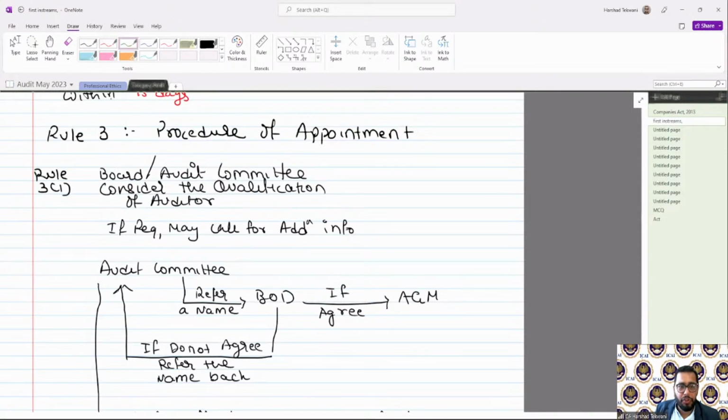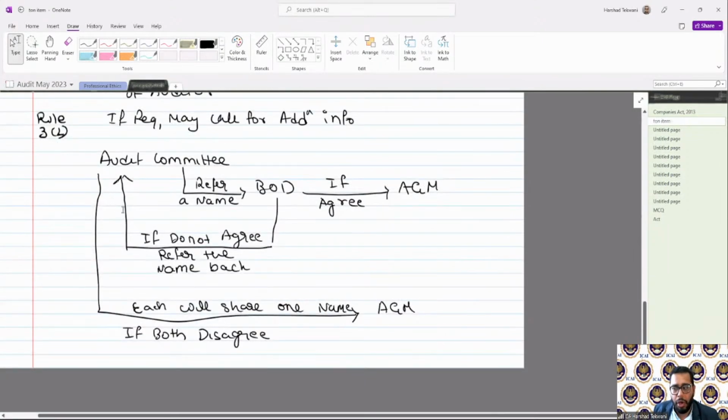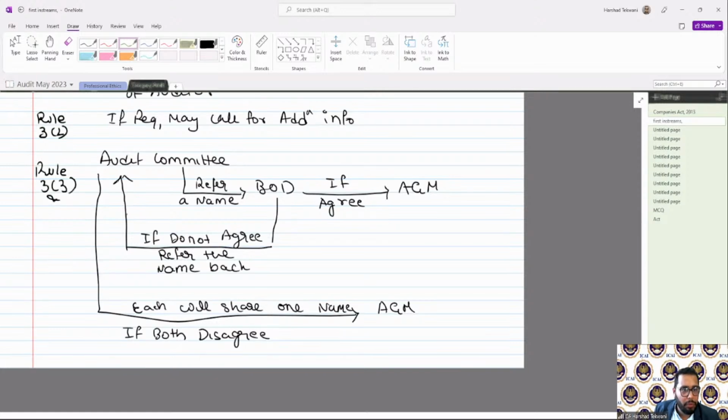Rule 3.1 talks about considering qualification. Rule 3.2 provides that the board of directors or audit committee can call for additional information. Rule 3.4 provides that the audit committee will recommend a name to the board of directors.